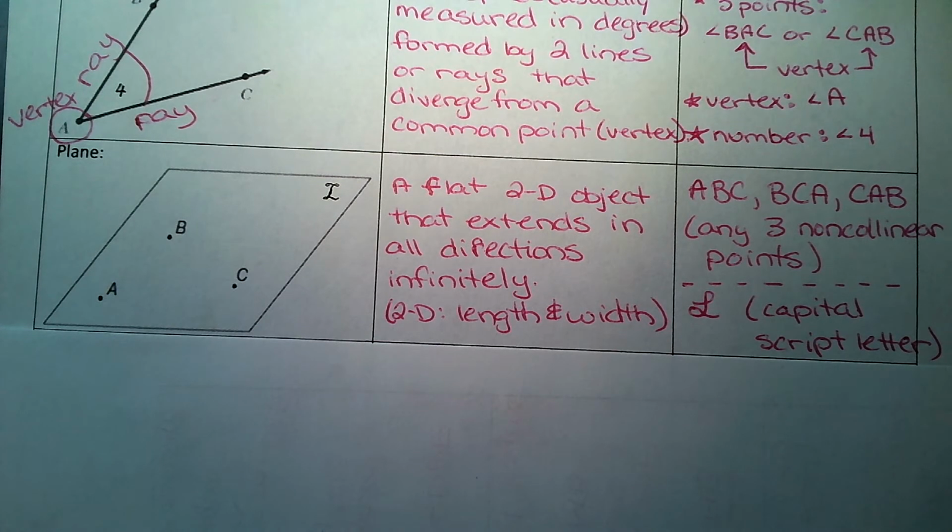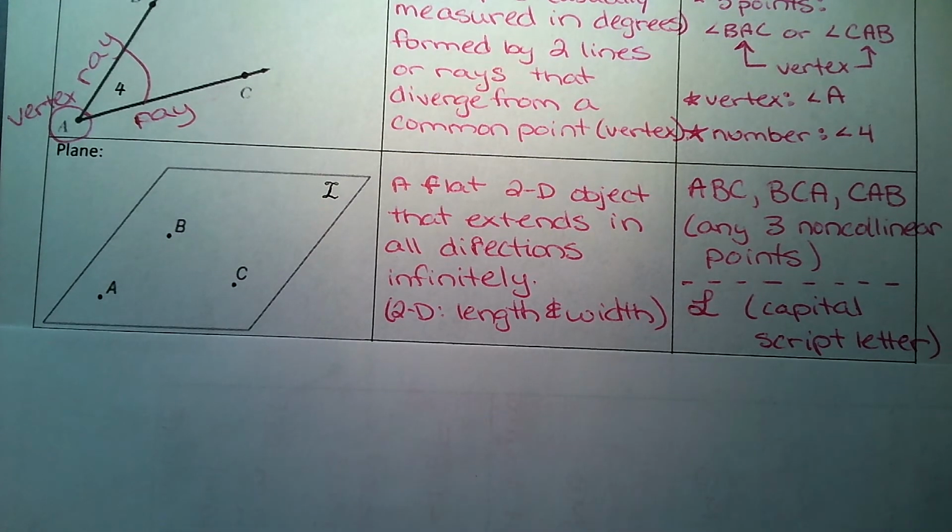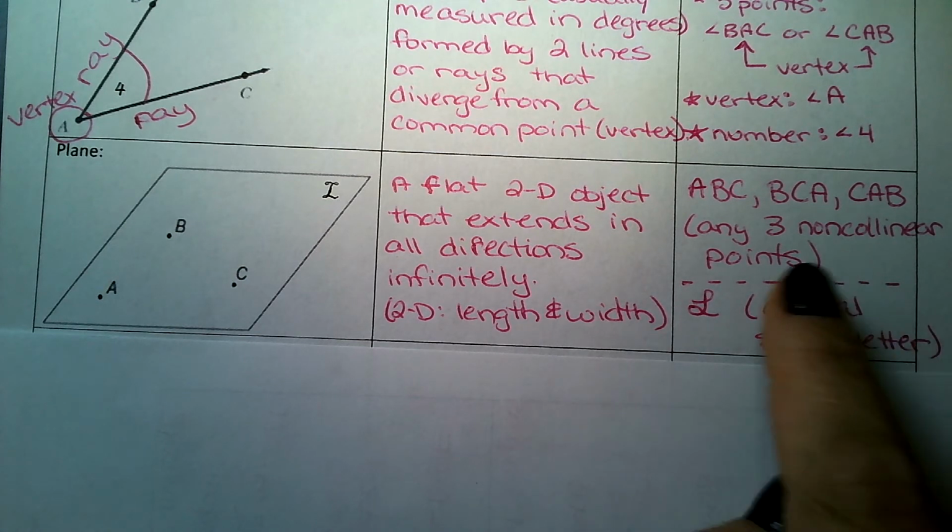However, a plane extends infinitely, whereas a piece of paper stops. So we're looking for a flat surface that just continues forever and ever and ever. This is our first two-dimensional object. This object has length and width. A plane can be noted in 2 ways.